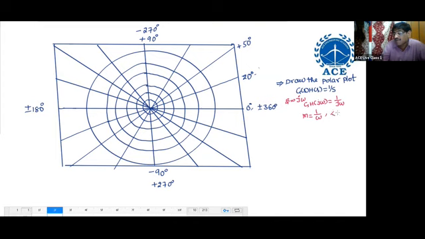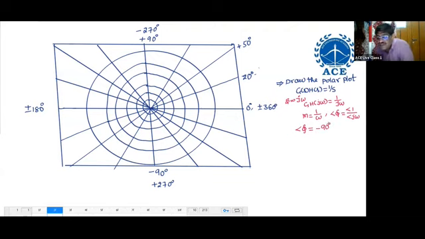Magnitude is 1 by omega. Phase is minus the angle of 1 by angle of j omega. Then phase is equal to how much? Angle of 1 is 0. Angle of j omega is minus 90.